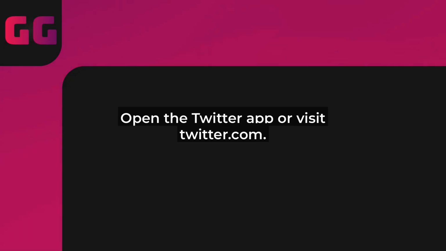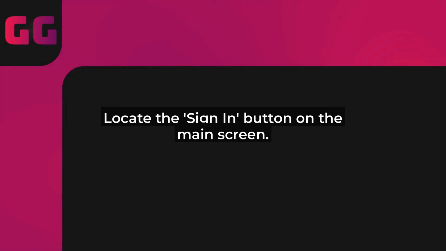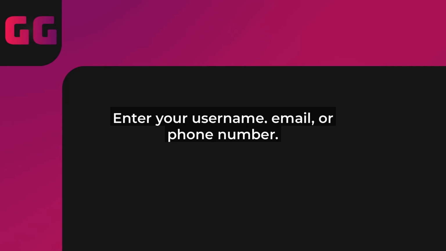Let's jump right in. First things first, make sure you have the Twitter app installed on your phone or tablet, or head over to twitter.com on your computer. If you're using a mobile device, open the app and look for the login screen. It's usually the first thing you see when you launch it. On the website, you'll find a Sign In button at the top right corner. Go ahead and click or tap that.